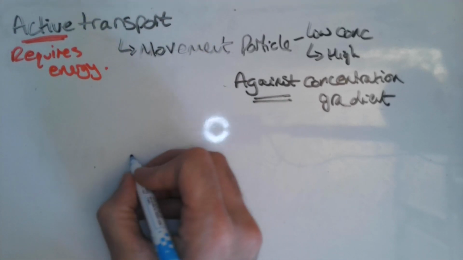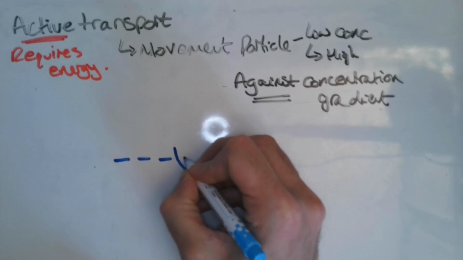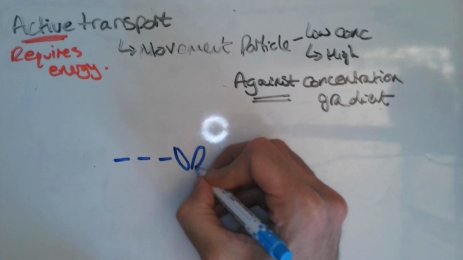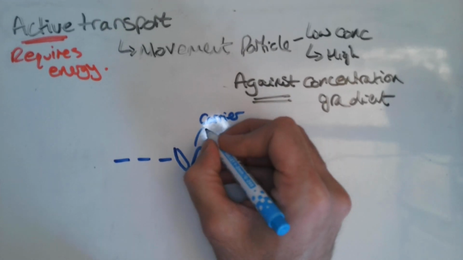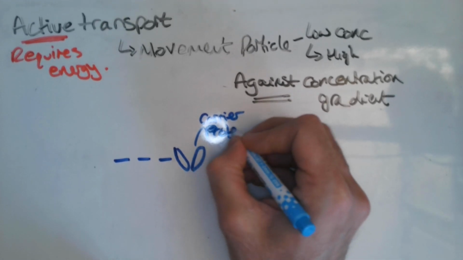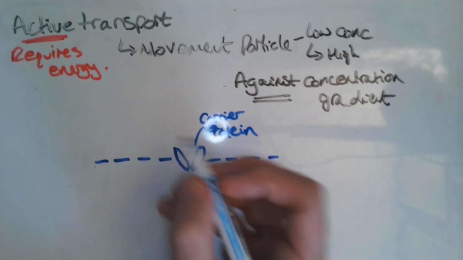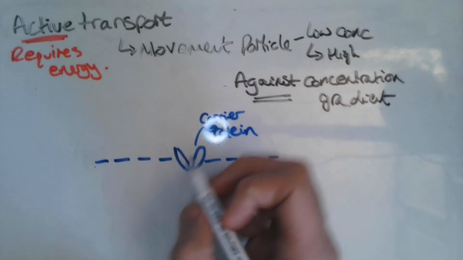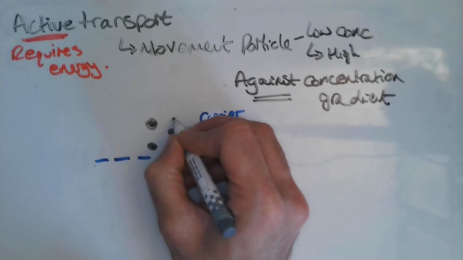So we would have our partially permeable membrane, and in it we are going to have some sort of protein molecule, sort of like a carrier protein is generally what they're called, or a transport protein, across our membrane, like so. And on one side of the membrane we're going to have our molecules we want to move across.